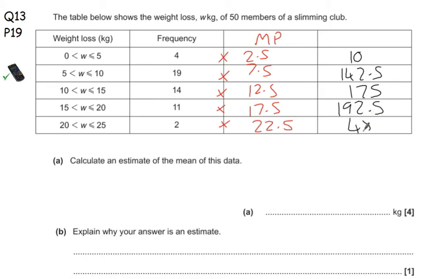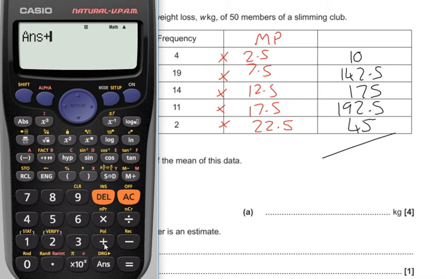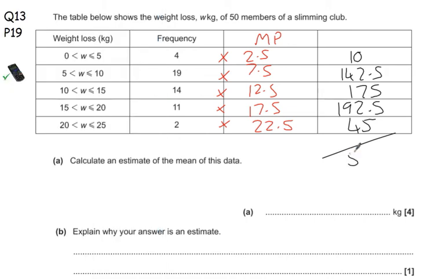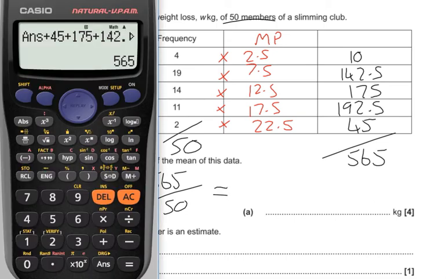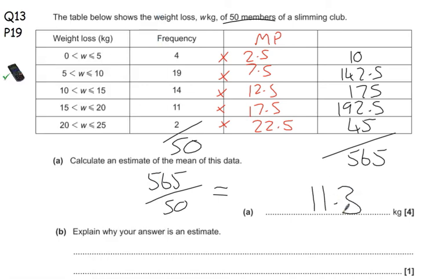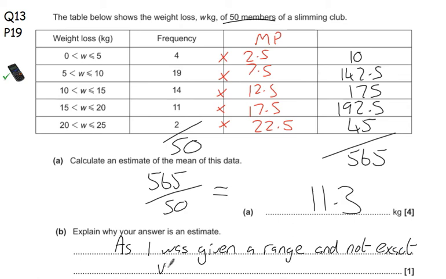This one is 45. Add them up: 45 plus 175 plus 142.5 plus 10 is 565. That's how much weight was lost in total. How many people? 50. You can also get it if you add them. So 565 divided by 50 is 11.3 kilograms. Explain why your answer is an estimate. It's given as a range, and not exact values.